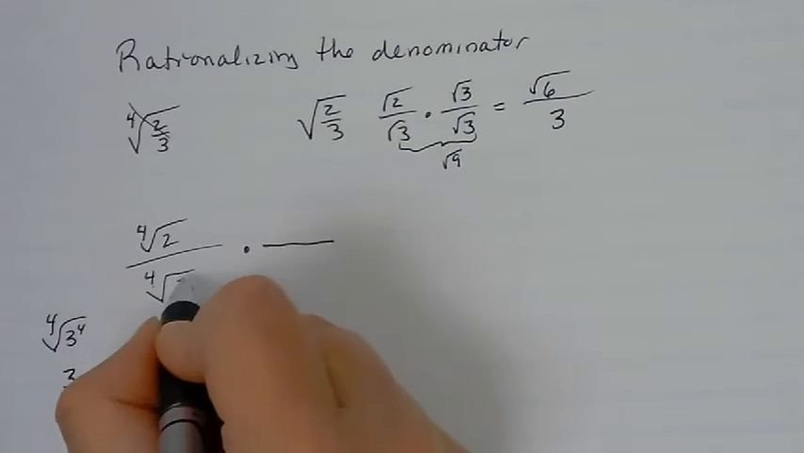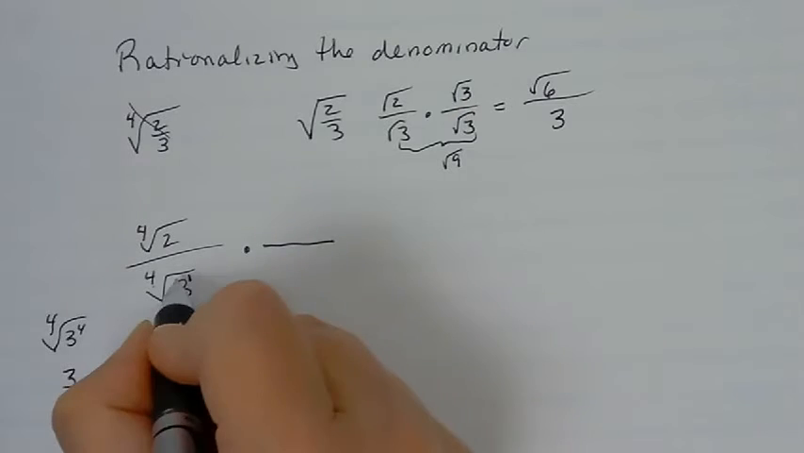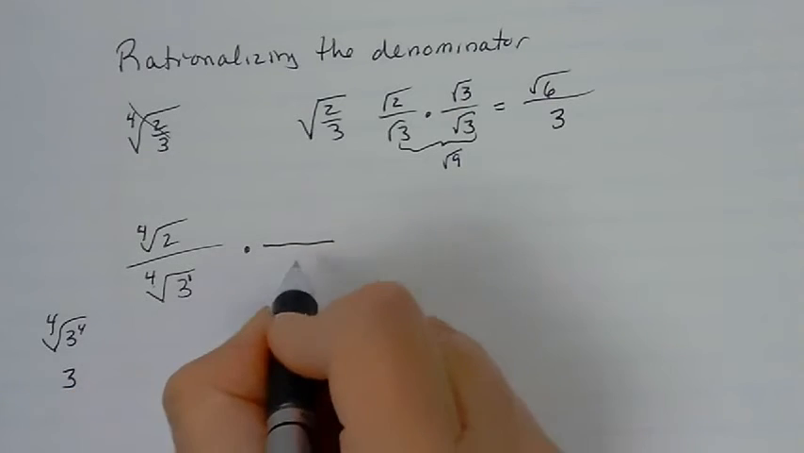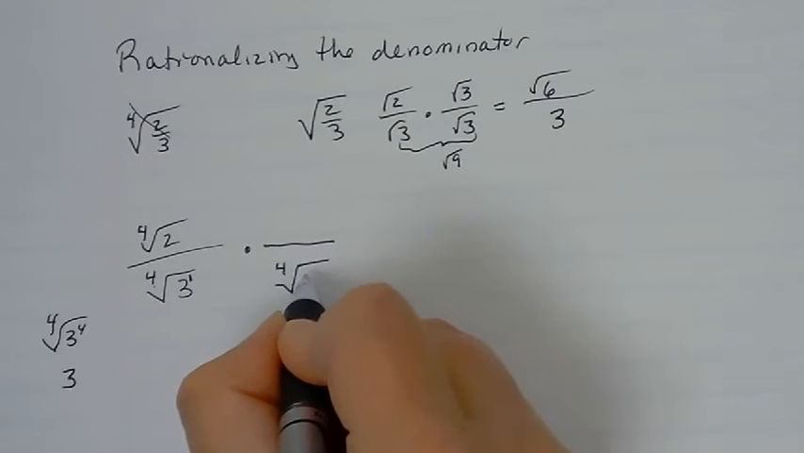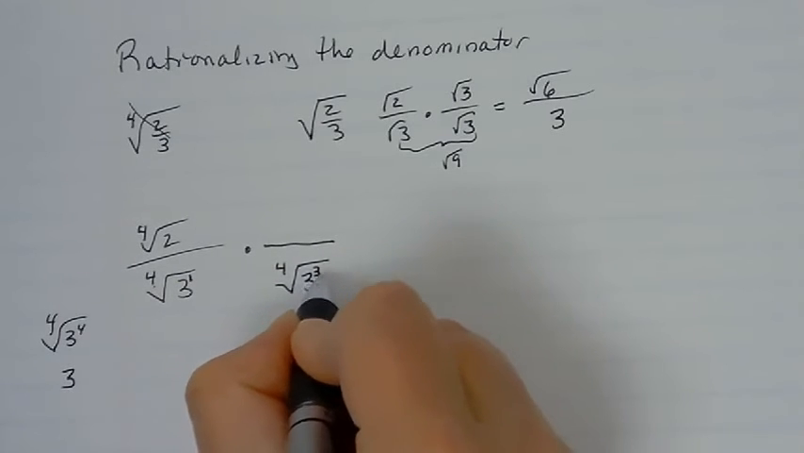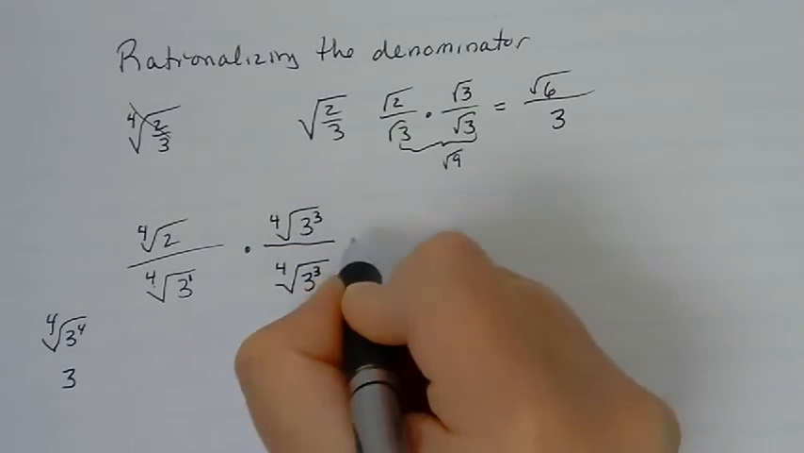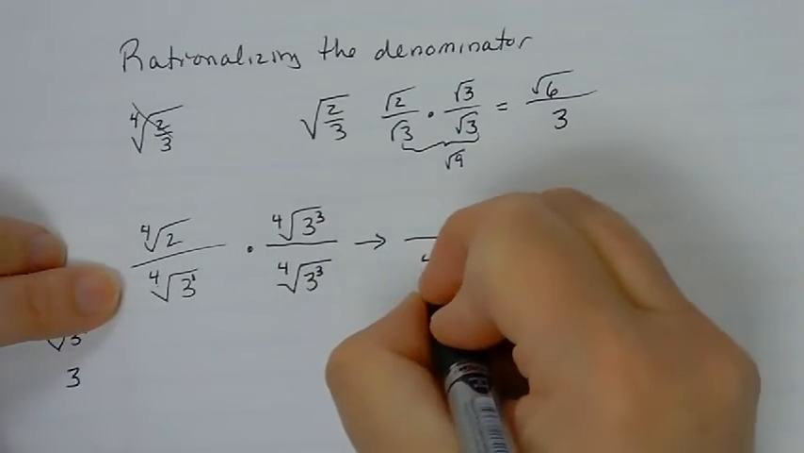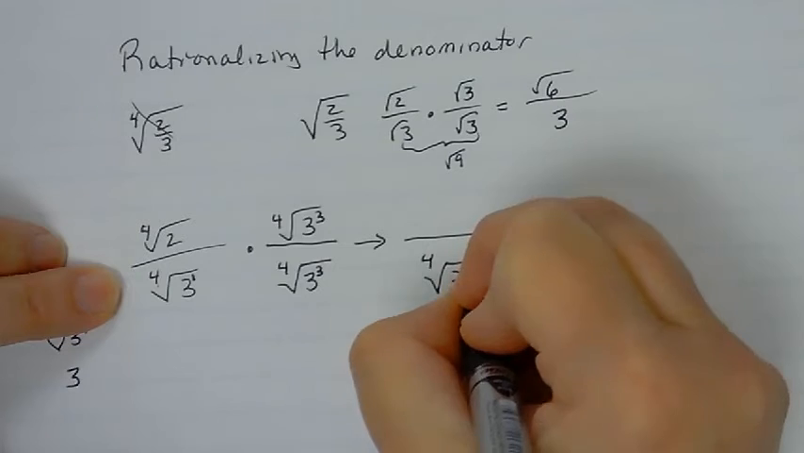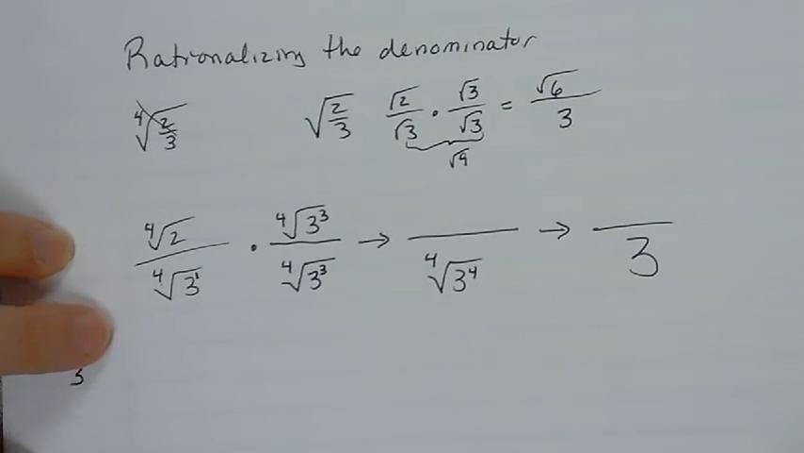So, right now, I just have 1 3 under here. But I need 4 3's under here. So my well-chosen one is going to be the fourth root of 3 to the third power. And I'll show you why. Because now when I multiply, I'm going to have the fourth root of 3 to the fourth power, which is just 3. And now I don't have a radical on the bottom anymore.